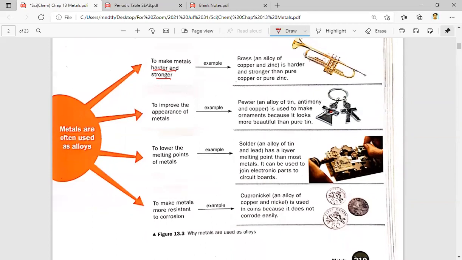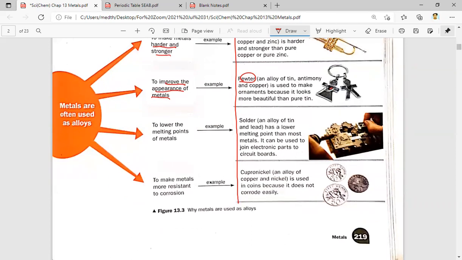Next, alloys also help to improve the appearance of metals. There's this thing called pewter. Now, all these examples, don't worry, you don't need to know. You just need to know the reasons why alloys are used. So you can improve the appearance of metals. One example is pewter. It's an alloy that makes the metal more shiny, more beautiful. That's what alloys can do.